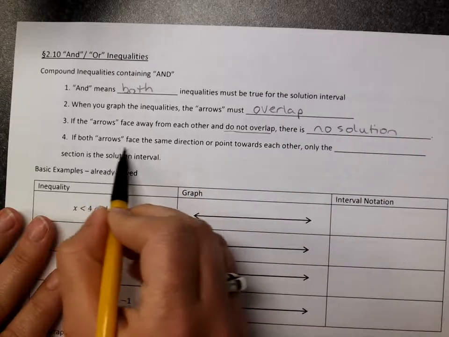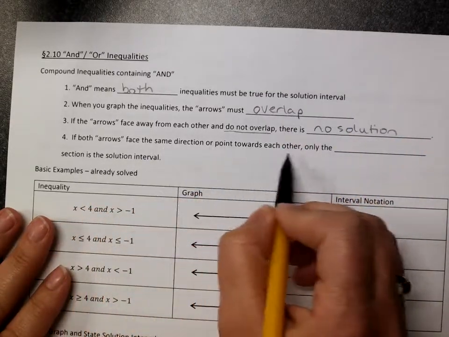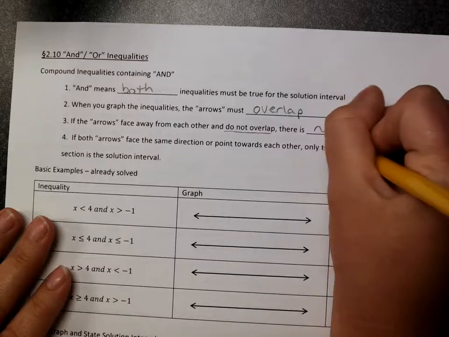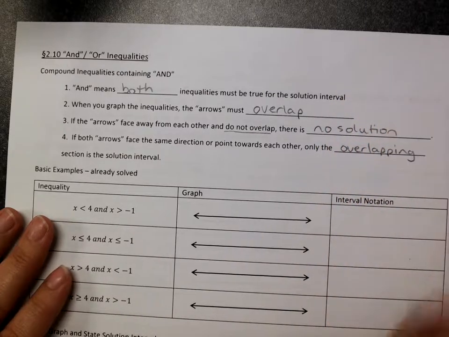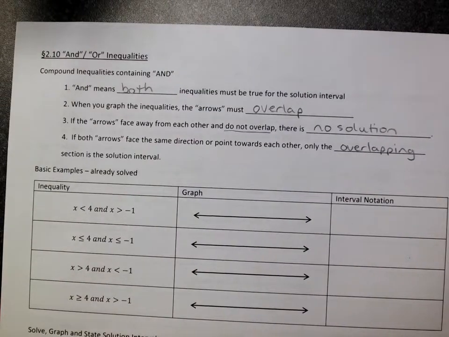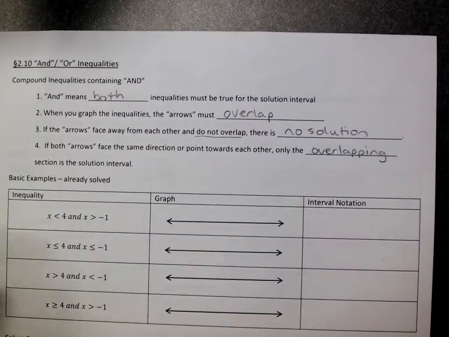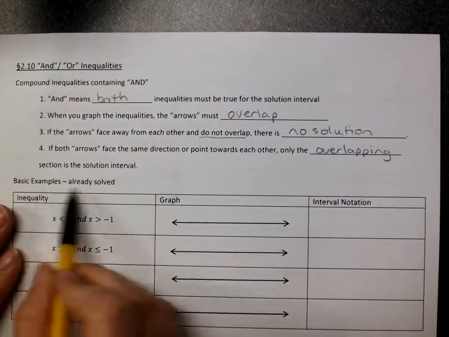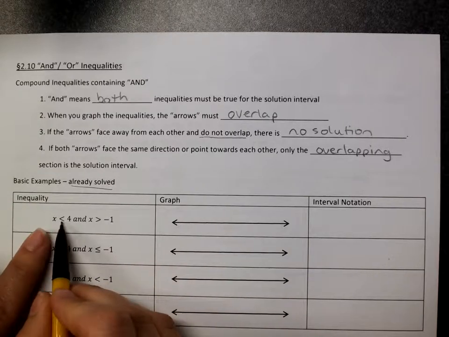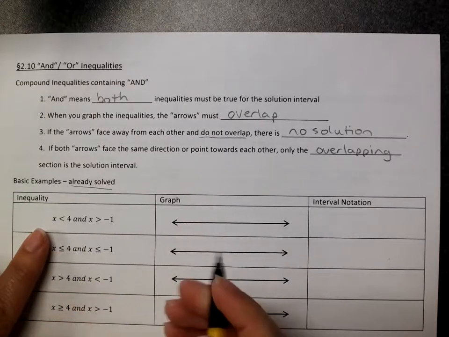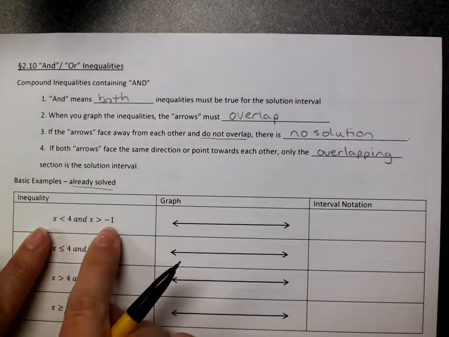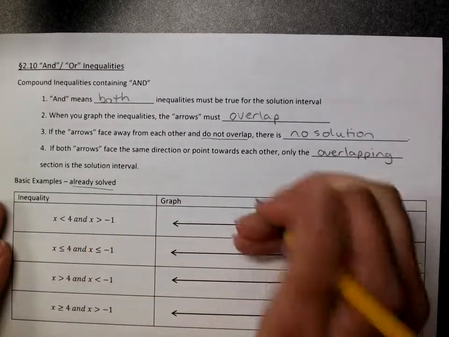If both arrows face the same direction or point towards each other, only the overlapping section is the solution interval. So we're going to look at the different options of how your answers can look, and then we'll get into actually solving these. So if the inequality already solved says x is less than 4 and x is greater than -1, we're going to graph both of those statements on the same number line.